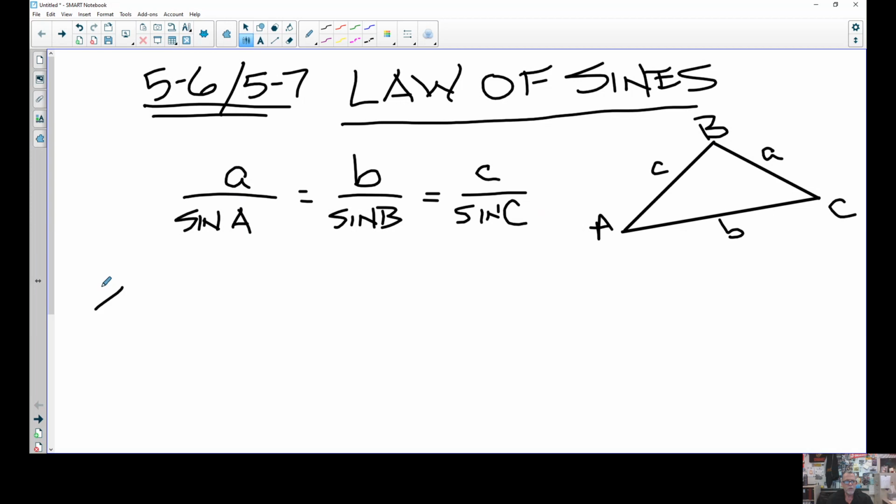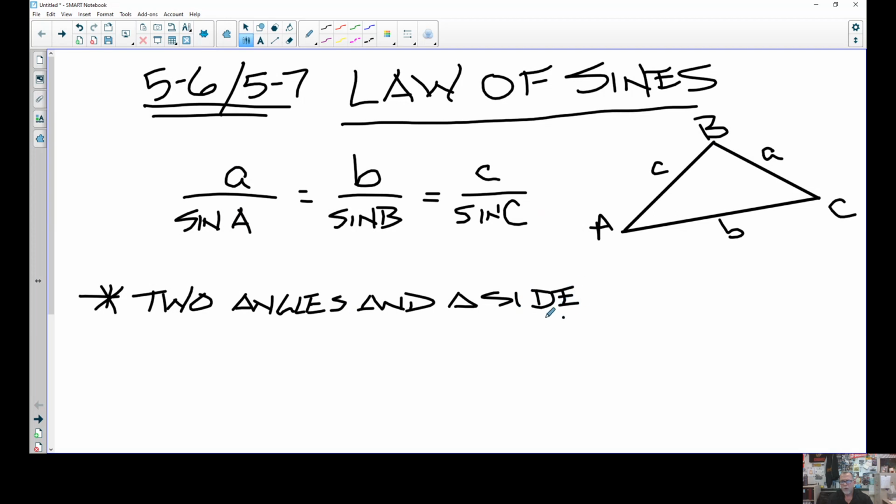So first thing, I said we needed three pieces of information. Whenever you're given a problem, what I want you to do is analyze what they gave me. The first situation we're going to talk about is when we're given two angles and a side. When we're given two angles and a side, you've got to think about what that means. If I have two angles of a triangle, and we know that the sum of the interior angles of a triangle equals 180, we can quickly find the third angle, can't we?